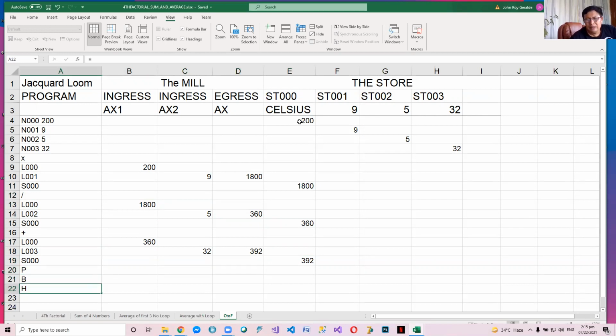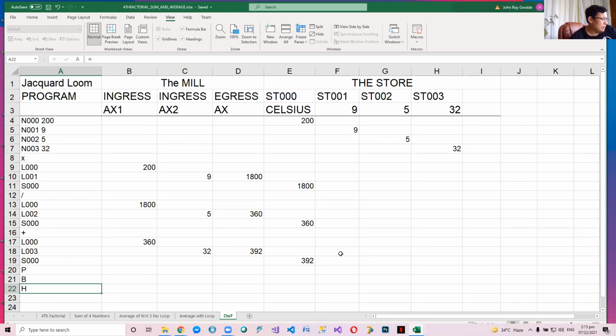Okay. Any questions so far? Any questions? Any questions? So anyway, thank you. I will post this in Dagler. Okay. I will upload this in Dagler.